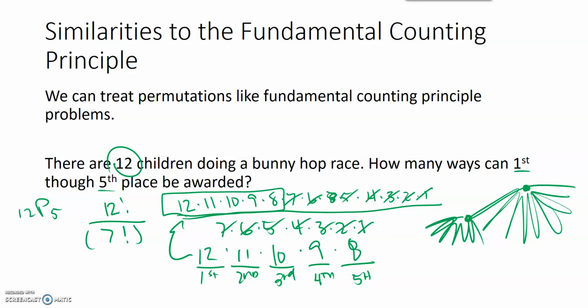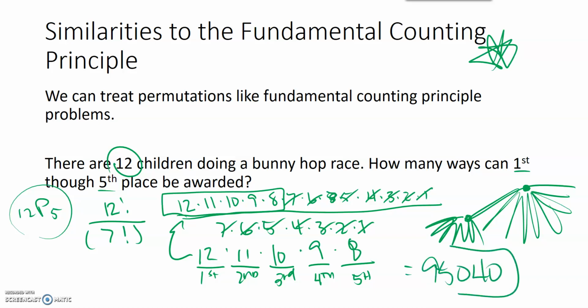I do not care if you use that function or the factorial function in the calculator. As long as you're getting the answer and it makes sense, I'm fine with it. But this is a great way to think about permutations. Okay, so the answer to this problem would be 95,040. Okay, lots of ways that those kids could get their ribbons.